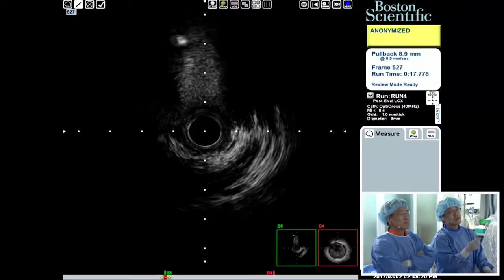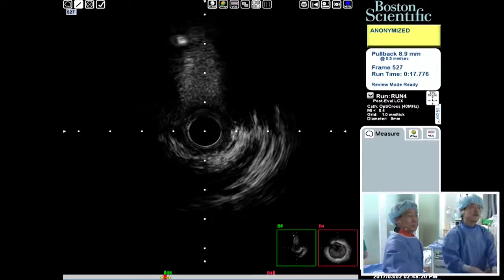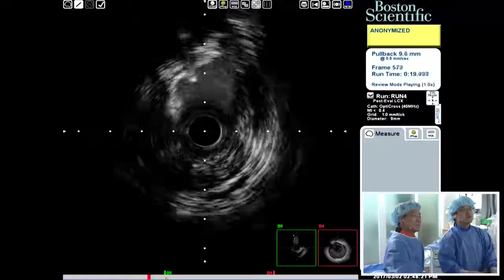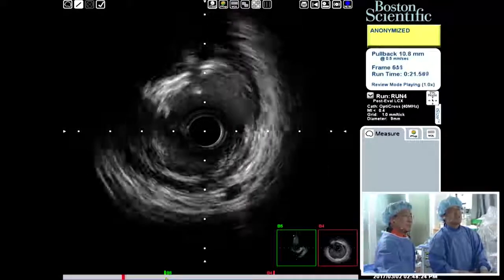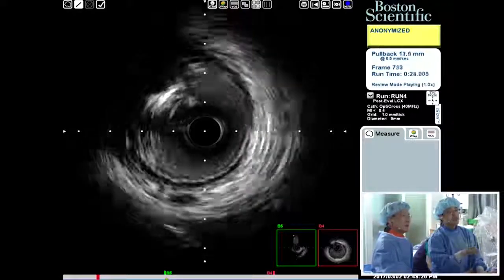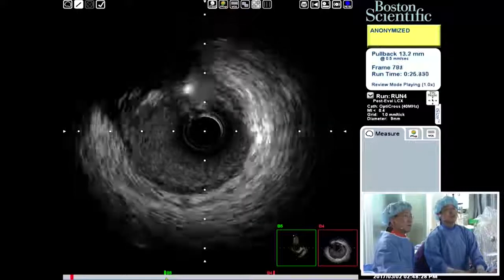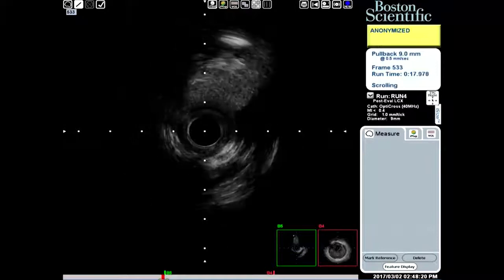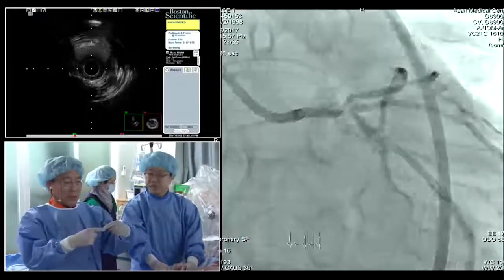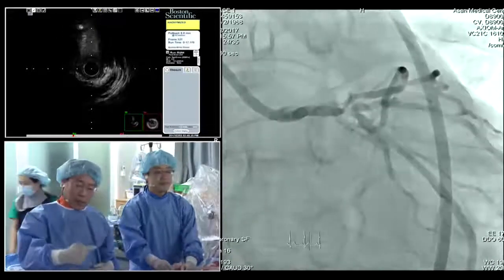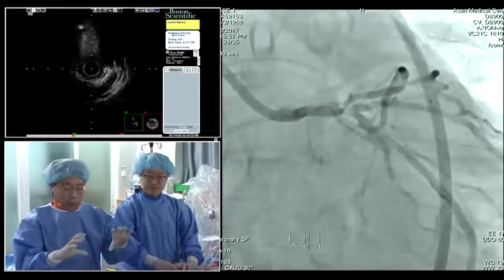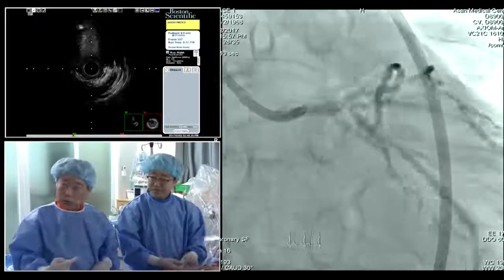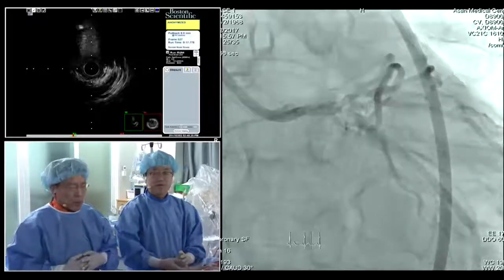Okay. This is the circumflex ostium. It's very tight, with nearly totally encircling plaque at the circumflex ostium. The plaque definitely extended from the prox LAD to the distal left main. Okay, that's clear. Again, there are lots of plaque burdens in the prox LAD, distal left main, and the circumflex ostium too. Reference vessel diameter is at least 3.0 for the circumflex and 3.5 something in the proximal LAD.